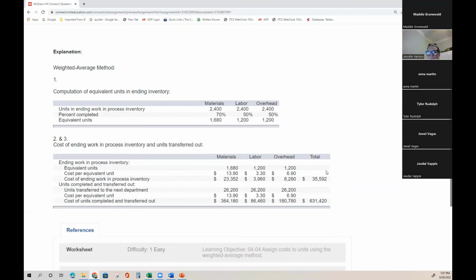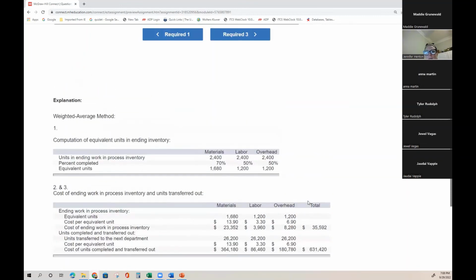And we did the calculations with your equivalent units and the ones that were completed and pulled out, moved on to the next department. And we added those together to reconcile back. That's what this table is. It's doing that bottom section on that slide.